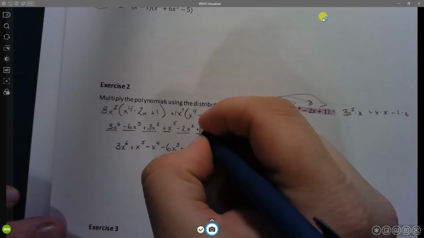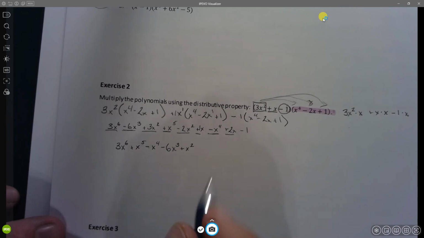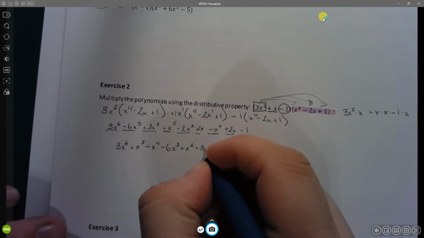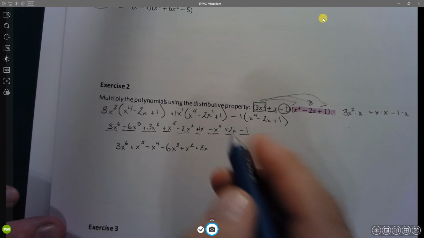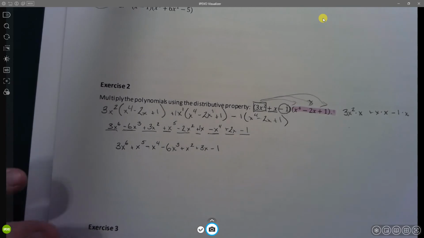I understand that there's a 1 right here. So 1x plus 2x gives me 3x. And last but not least is a minus 1. There's my answer. Using the distributive property, I saved myself a lot of steps. But at the same time, I could have made an error. This method does provide an opportunity for mistakes to be made, especially if you don't understand what you're doing in terms of the distributive property.